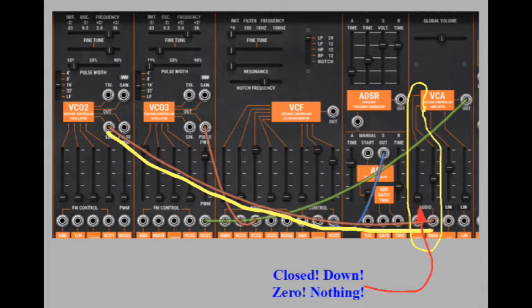Of course, not the audio inputs of the oscillator, but of the VCA. Not even the output of the filter, the VCF, is fed into the amplifier. The VCF slider is turned down to zero.